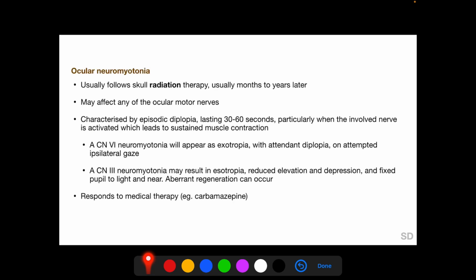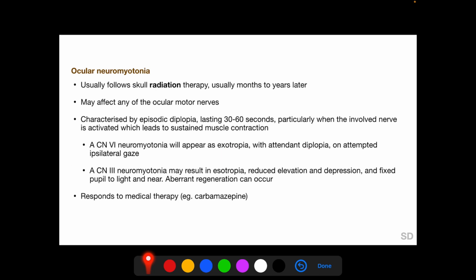Ocular neuromyotonia usually follows skull radiation therapy, and neuromyotonia may set in months to years following the radiation therapy, and it may affect any of the ocular motor nerves. Ocular neuromyotonia is characterized by episodic diplopia, and the episodes are usually very short lasting, usually 30 to 60 seconds, and occur particularly when the involved nerve is activated by the patient, which leads to sustained contraction of the supplied muscle. So in a sixth cranial nerve neuromyotonia, on attempted ipsilateral gaze, there will be sustained contraction of the lateral rectus muscle, resulting in esotropia with attendant diplopia.